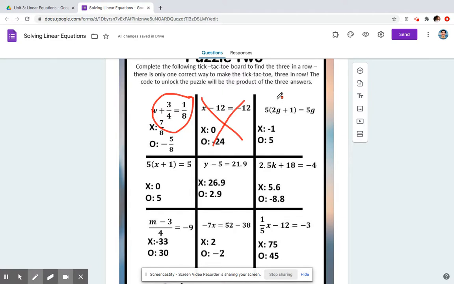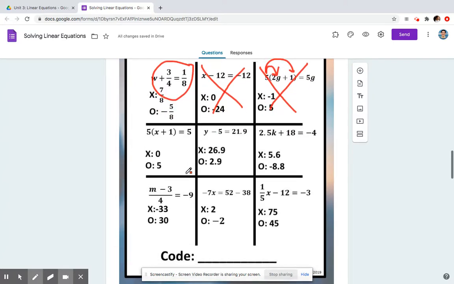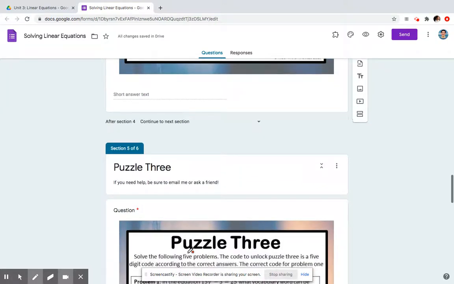Next one, 5 times 2g plus 1 equals 5g. You're going to multiply 5 to both pieces, right? And then you're going to be left with 10g plus 5 equals 5g. Combine like terms by subtracting 10g on both sides, so you'll be left with negative 5g equals 5. Divide by negative 5, and your answer will be x. So x, right? You're going to continue that process till you get 3 in a row. And multiply those answers together. So for instance here, you would multiply negative 5/8 times 0 times negative 1 to get your code. Let me know if you have any questions on that one.